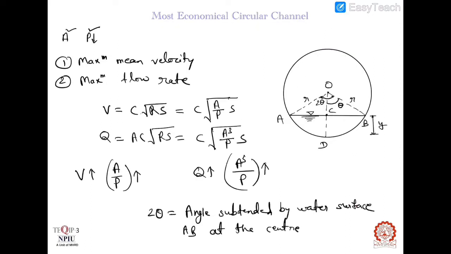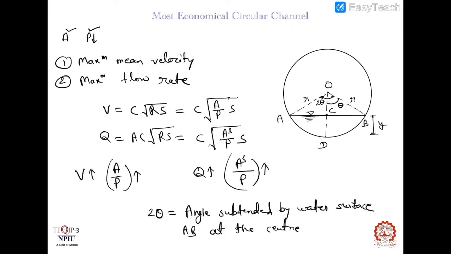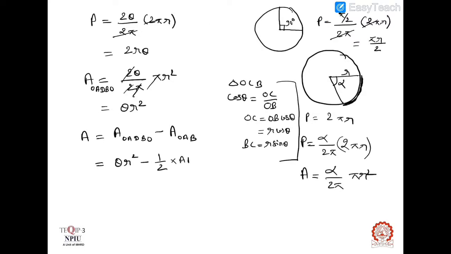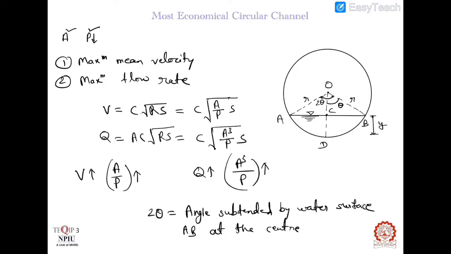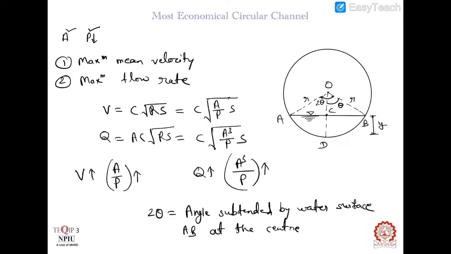So the area of triangle OAB is half of AB multiplied by OC. And what is AB? AB is 2 times BC, since both AC and CB are equal. So AB is 2 times BC.